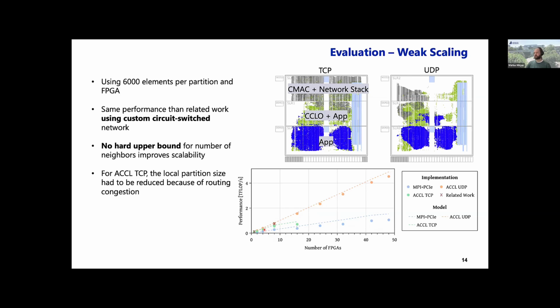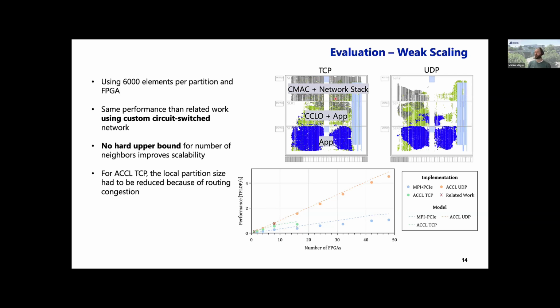What we can also see is a performance difference between the ACCL version that's using the TCP stack and the ACCL version that uses the UDP stack. The reason for that is that in the TCP stack, we are using a lot more resources for implementing the network stack, which you can see here.